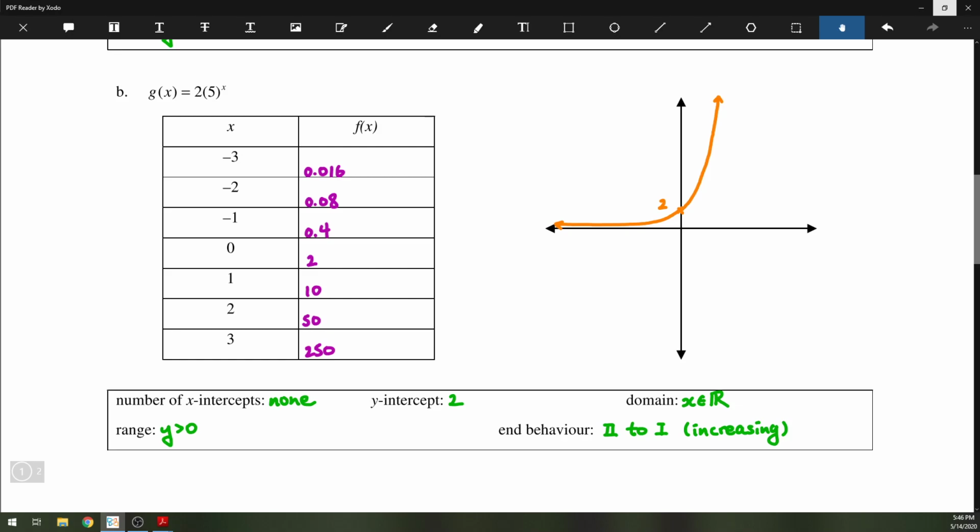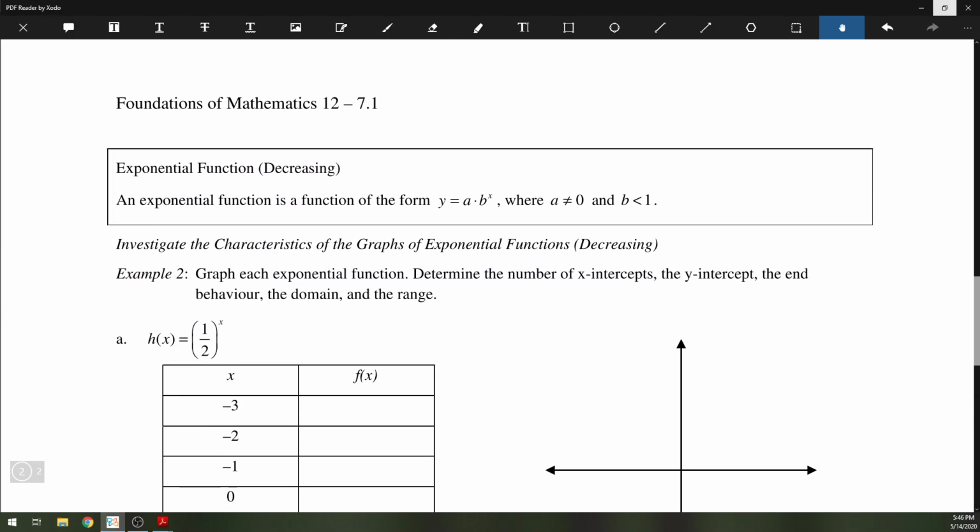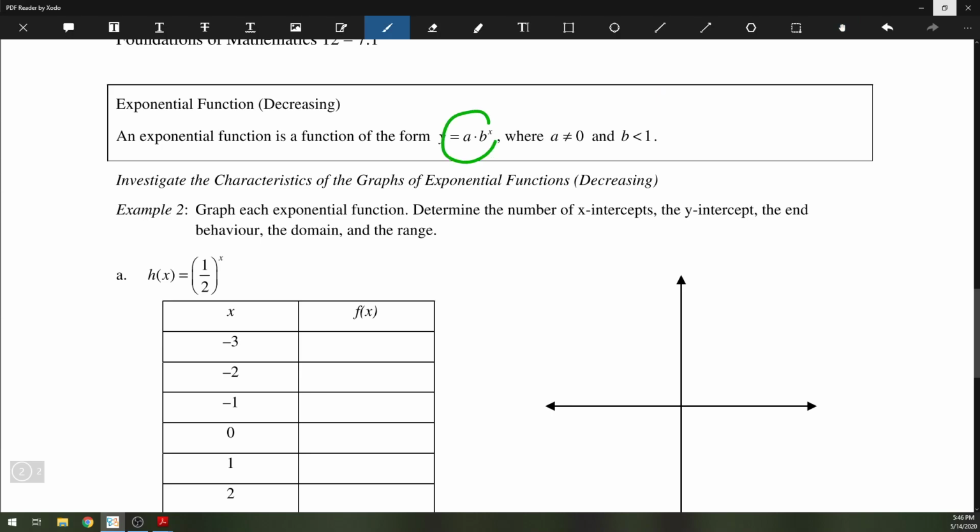All right. So next up, we have the exponential function. Again, the same format, but this time it's a little bit different. We will have the base between 0 and 1. So it's not just less than 1. It's a little bit more specific than that. It's going to be from 0 to 1. So let's make that correction there. There we go.